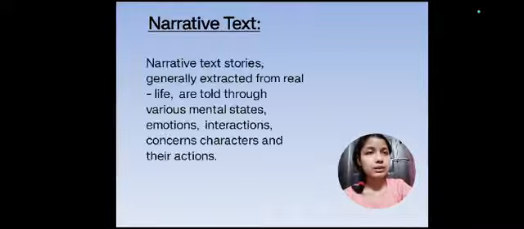So what is a narrative text? Narrative text stories, generally extracted from real life, are told through various mental states, emotions, interactions, concerns, characters, and their actions.